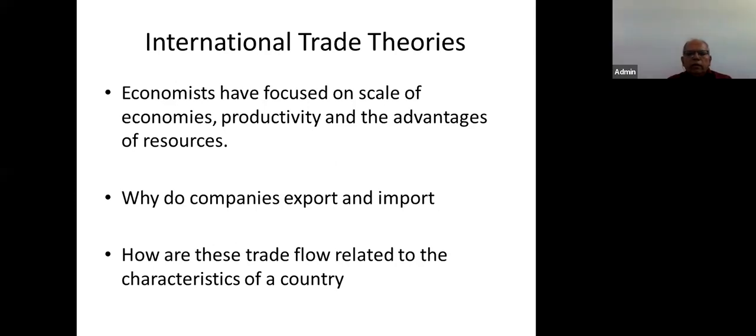Various countries and their revenue, business turnover in terms of dollars, and their ranking. Now, after understanding this concept, today we'll be focusing on international trade. There are different theories in regards to international trade. These theories were developed by economists, and they focus on economies of scale, as well as productivity and the advantages of resources.